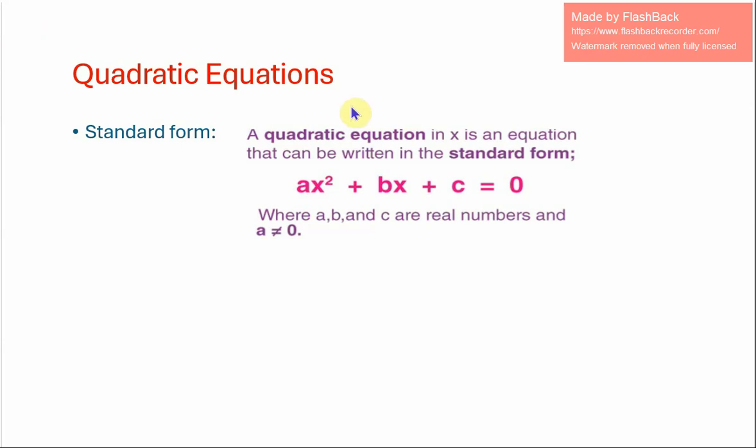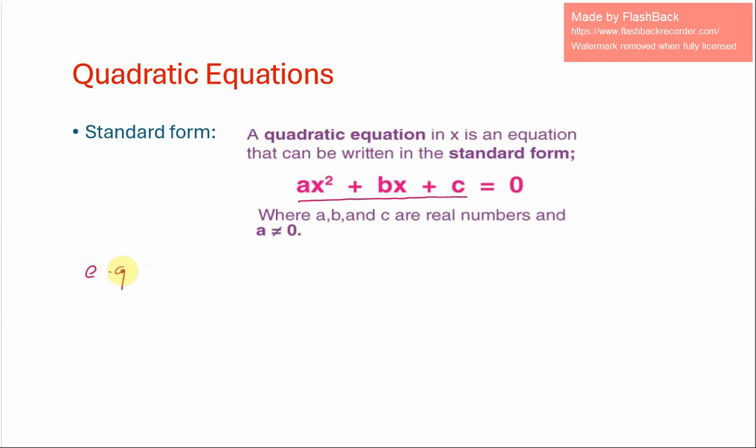So we know that any equation that can be written in the form ax square plus bx plus c equals 0 is called a quadratic equation, where a, b, c are real numbers and a is not equal to 0. Why a is not equal to 0? If a becomes 0, then it will remain a linear equation in variable x. So therefore a is not equal to 0.